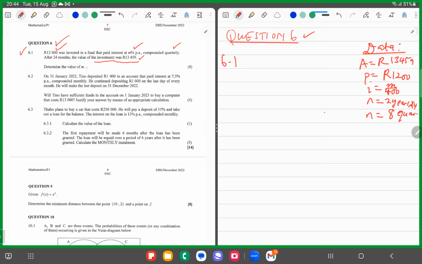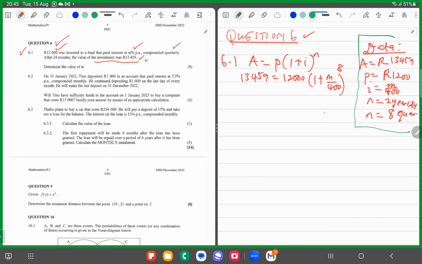But remember that it was 12,000 and then the value of the investment became 13,459. So there was an increase, so there was appreciation. So you have A into that. So it increased: 13,459 from an initial amount of 12,000 times 1 plus M over 400, raised to 8. Right, so we're in business.